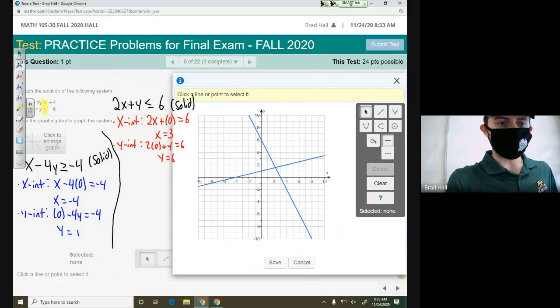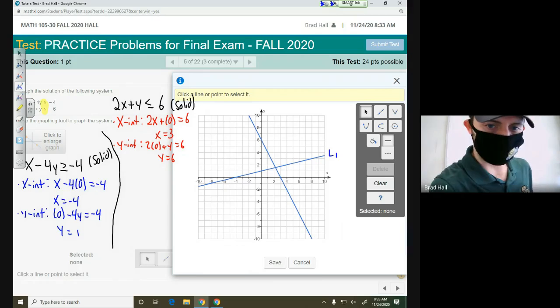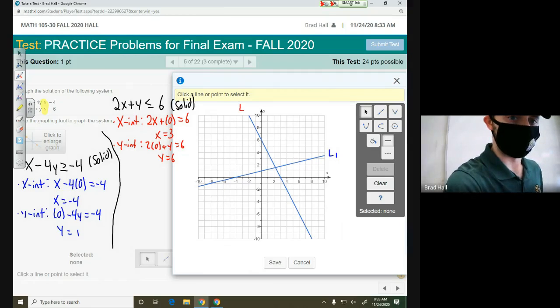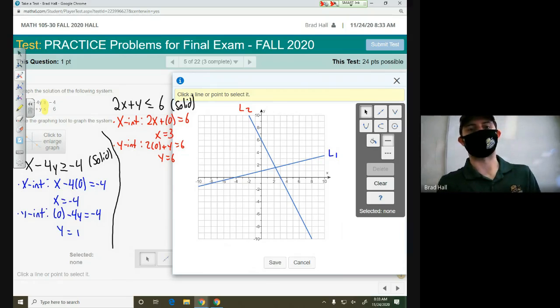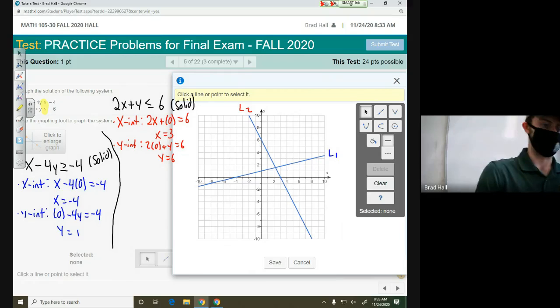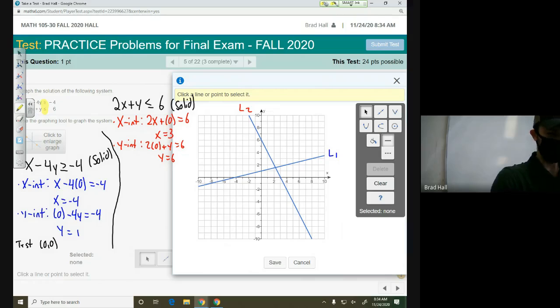So if anything, it might be good for us to give a little note of which one is which. This one's the blue line. This one's the red line. So when we find the shading criteria, we know which line to shade on top of versus below. So for the blue line, we're going to go ahead and test 0, 0, or you might have already seen the greater than sign.